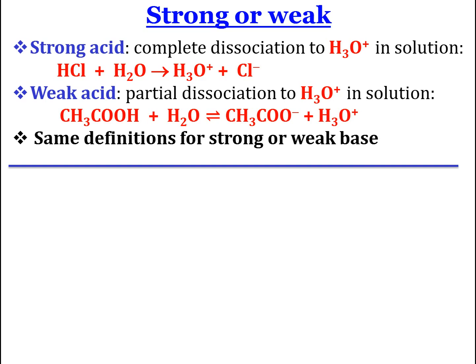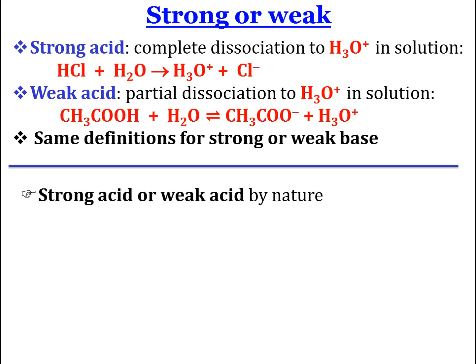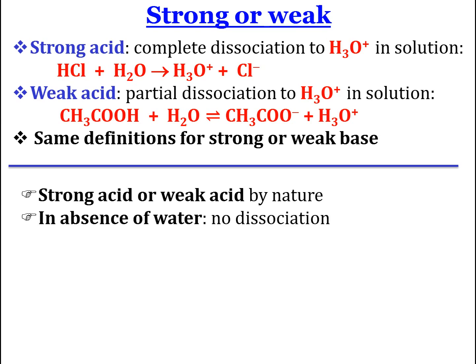By the same way, we use the same definitions for bases. A strong base is a substance that dissociates completely to OH- in solution, and a weak base is a substance that dissociates partially to OH- in solution. The acid, weak or strong, is by nature. Never a strong acid becomes a weak one or vice versa.